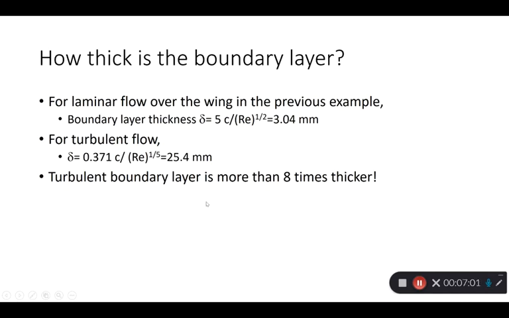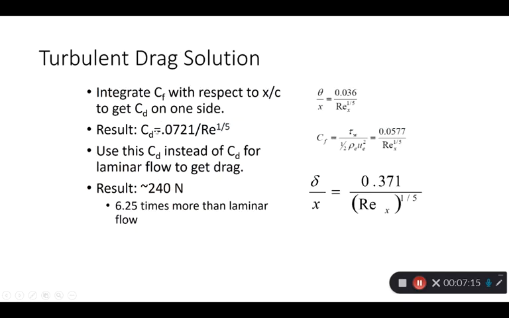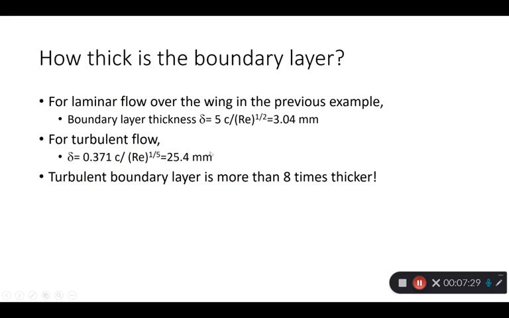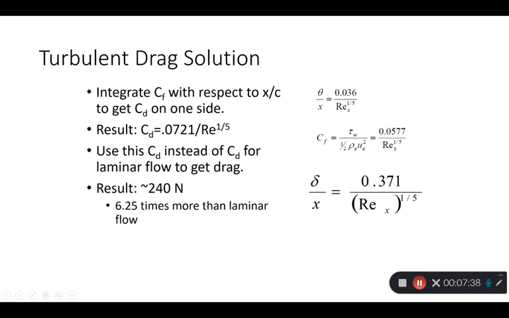How thick is the boundary layer? Laminar flow for this case is 5 times chord over square root of Reynolds number. Delta over C is 5 over square root of Reynolds number, which is 3.04 millimeters. For the turbulent flow, delta over L is 0.371 times the Reynolds number based on the length of the chord of the wing, airfoil, raised to the power 1 over 5. So if you plug in, you get a thickness of 25 millimeters. So turbulent boundary layers are much thicker than laminar boundary layers. They have more drag than laminar boundary layers.